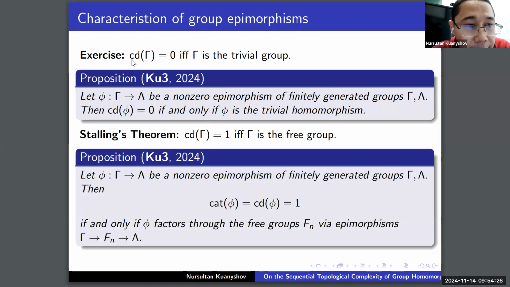Next, there is a famous theorem in group theory due to Stallings and Swan: the cohomological dimension of a group gamma is 1 if and only if gamma is a free group. Can we obtain a similar result for group homomorphisms, something that factors through a free group? It turns out you cannot do that using just the cohomological dimension of a group homomorphism. So you need to bring in the LS category as well. If the LS category and the cohomological dimension of the group homomorphism are both 1, then we have the following result: the group homomorphism factors through free groups via these epimorphisms.